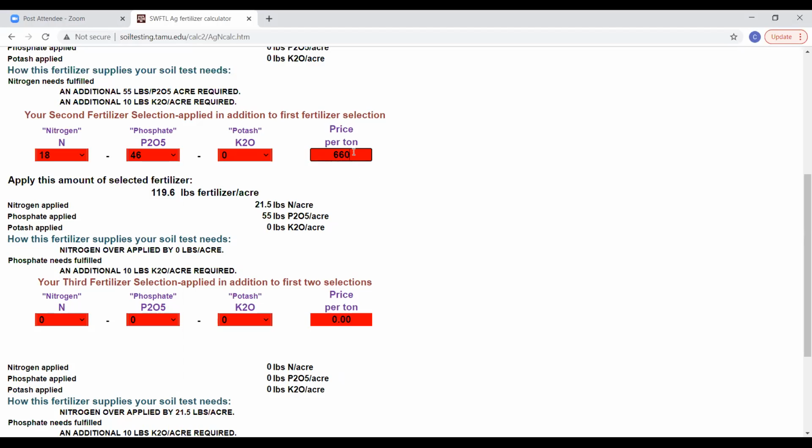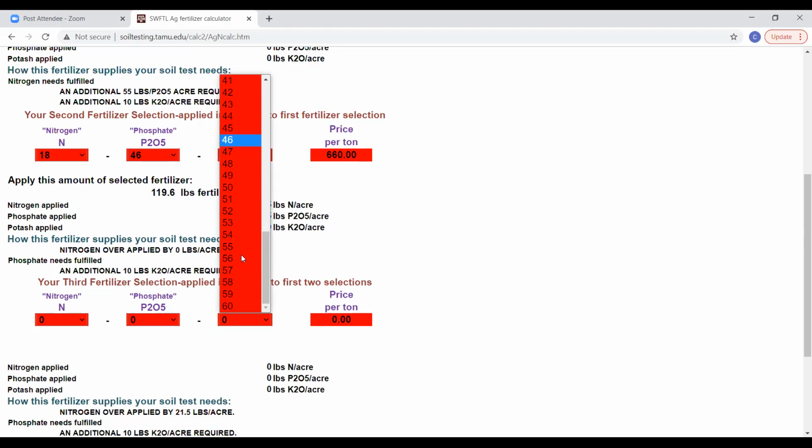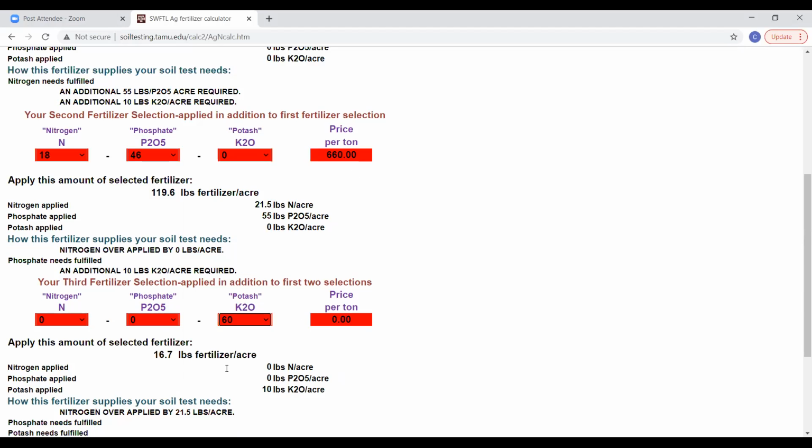Price per ton, 660. Potash, the formulation for potash is 0-0-60. So we go here to our K2O, we do 0-0-60, and it was $390 per ton.